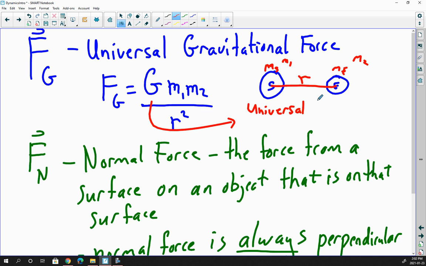Universal gravitational constant. We studied this in grade 11. I'm just trying to remind you of this stuff here. We'll take a look at these all in turn more closely. But right now I'm just trying to get you to say, oh yeah, I remember that from grade 11. Okay? So let's continue.